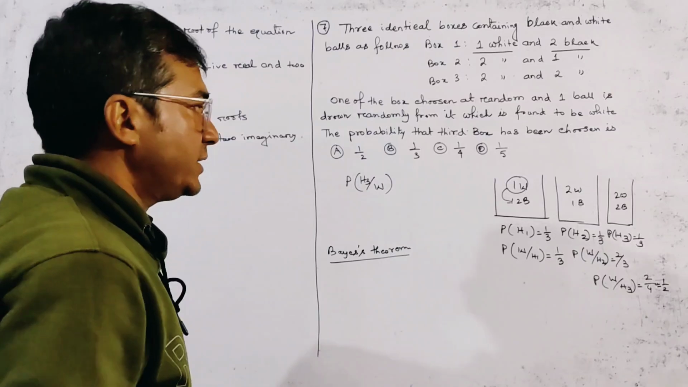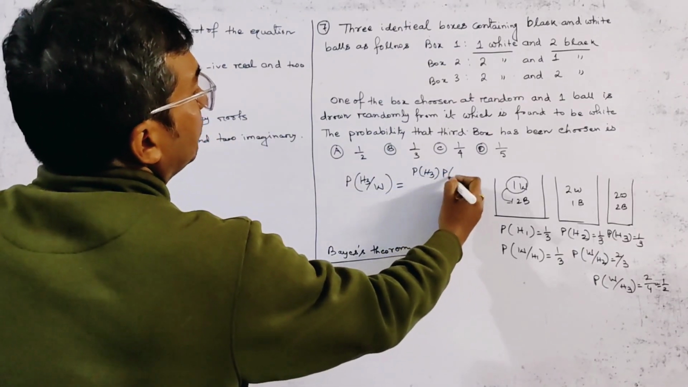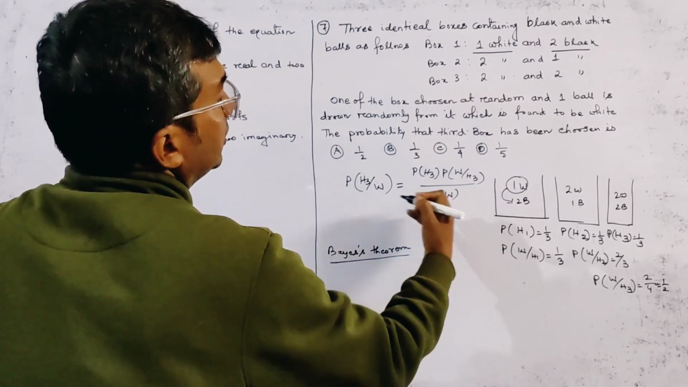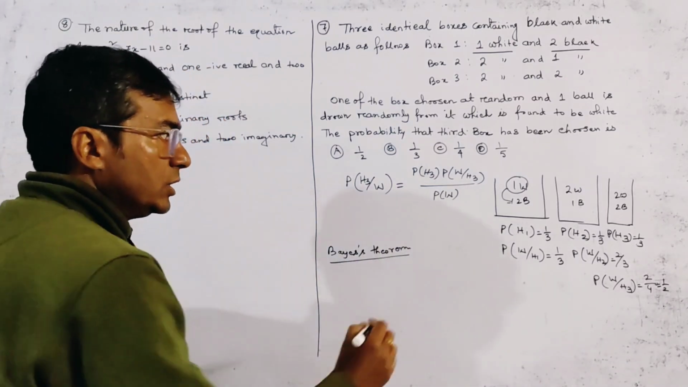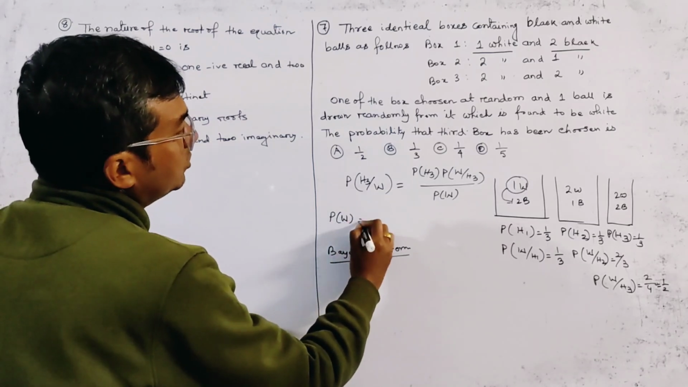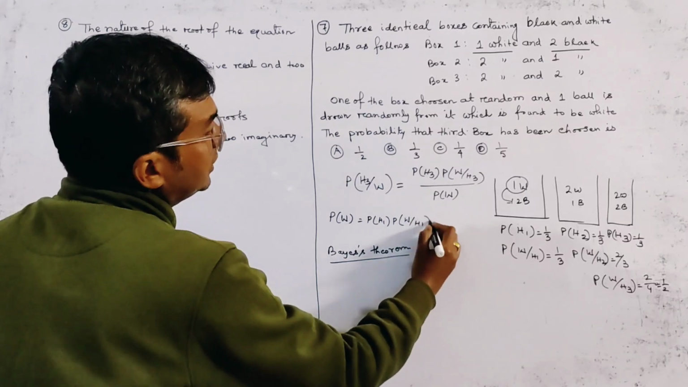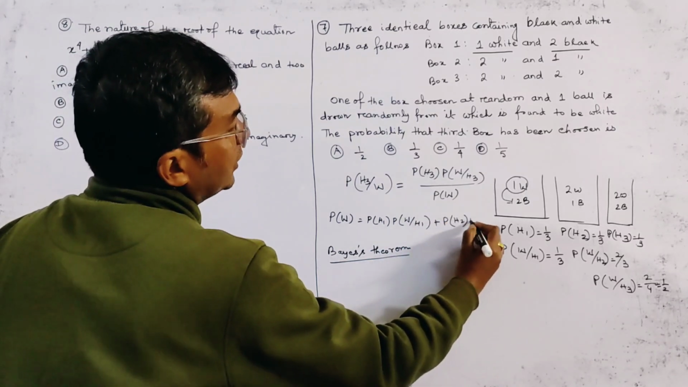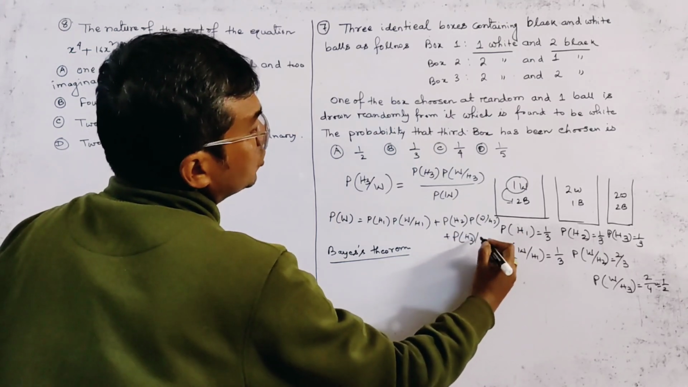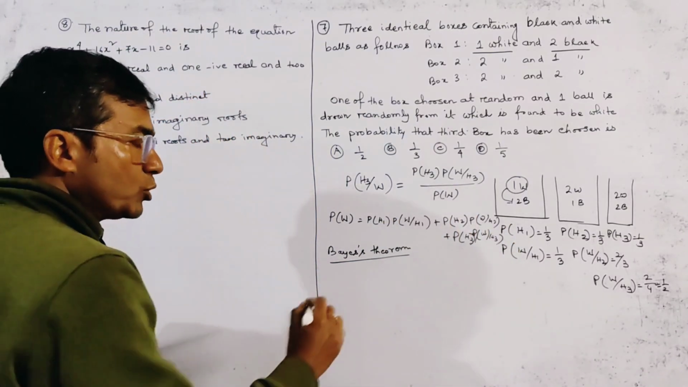And Bayes theorem states that this event is given by P of H3 into P of W given H3 by P of W. Now what is the value of P of W? By the fundamental theorem of conditional probability, we know that P of W means P of H1 into P of W given H1 plus P of H2 into P of W given H2 plus P of H3 into P of W given H3. Okay, sum of these 3 probabilities.